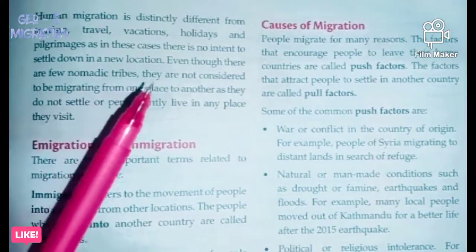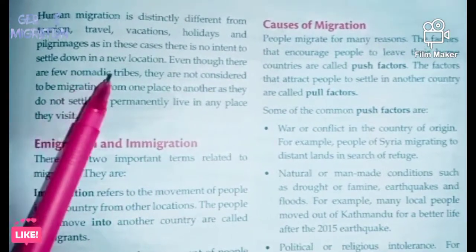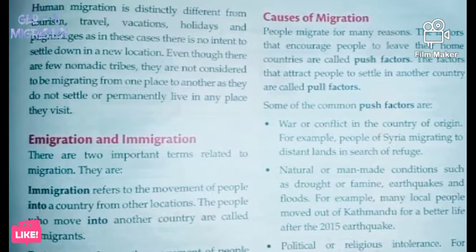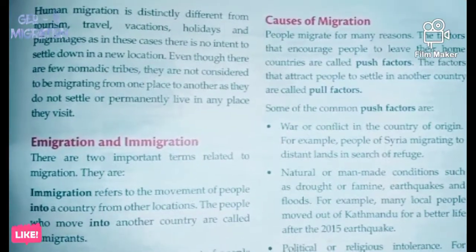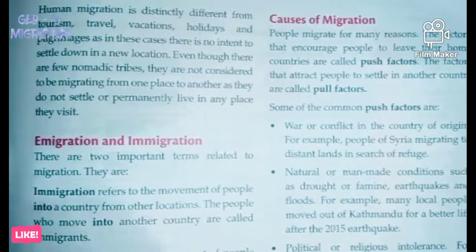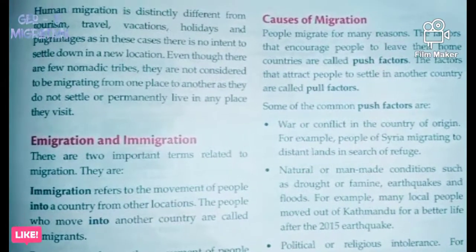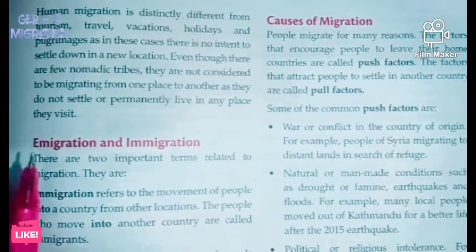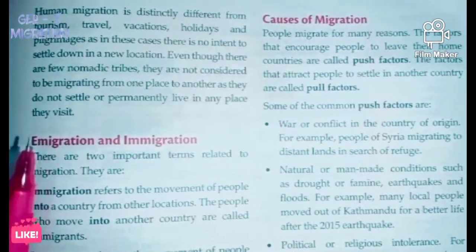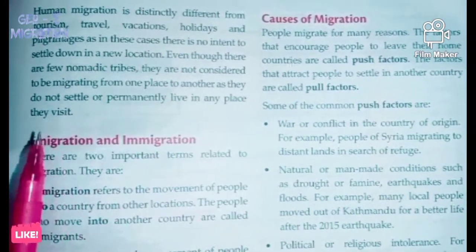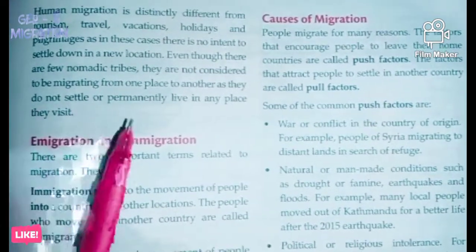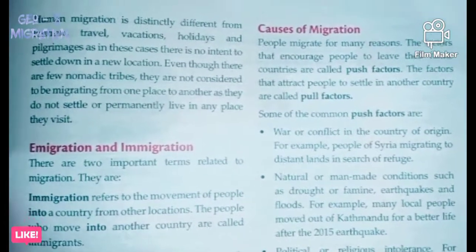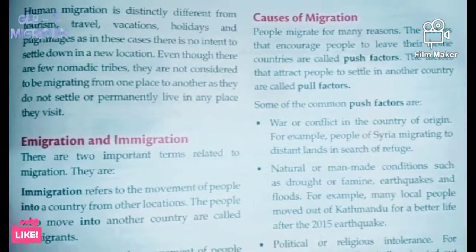But one more example we can try to understand here. There are a few nomadic tribes. You know the nomadic tribes? The tribes that transfer their living from one place to another according to season. One season in one land, second season in another land. And nomadic tribes are there in every part of the world. But nomadic tribes are also not considered migrating because they only go from place to place, but they do not settle at any one place permanently. They live for some period of time and they move to the next. So nomadic tribes also never migrate.